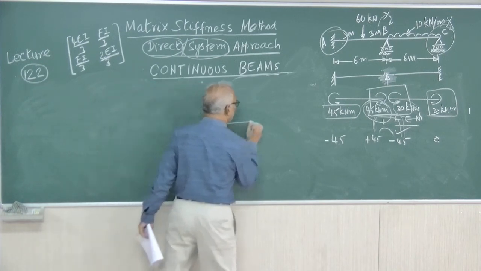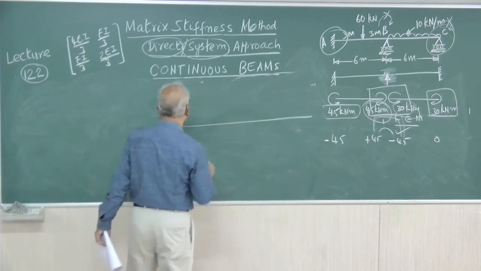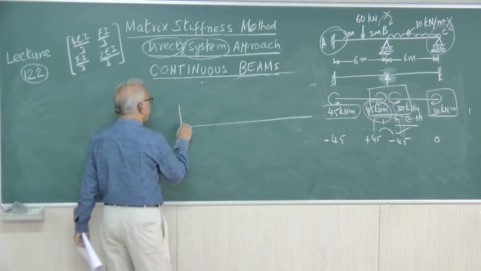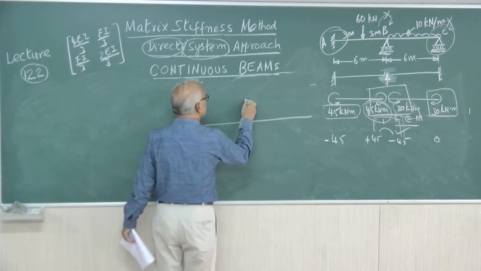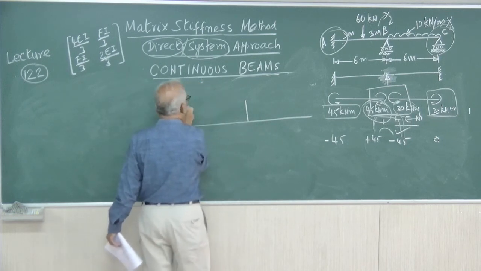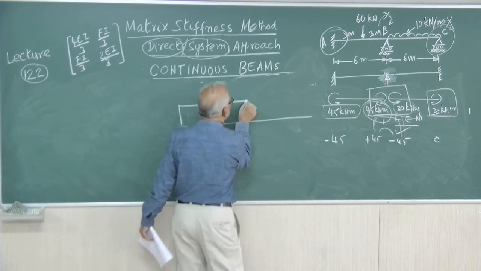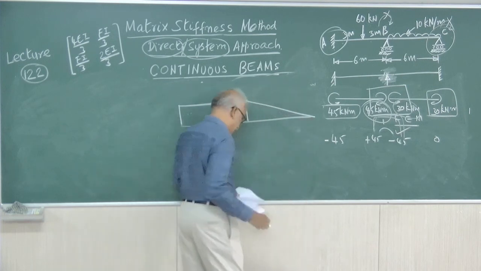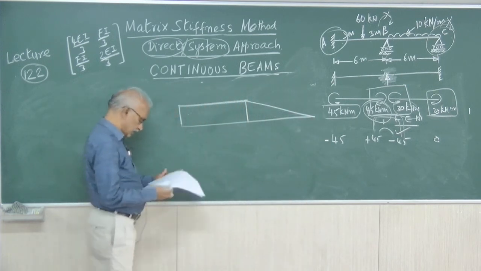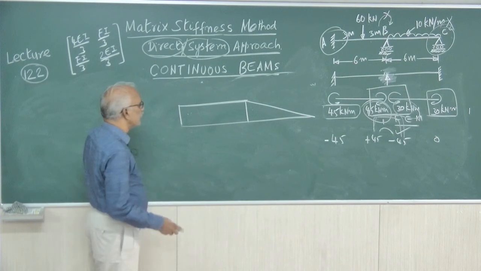Therefore, for drawing the bending moment diagram, here it is 45, and at B also it is 45, and here it is 0. This is the support moment diagram.